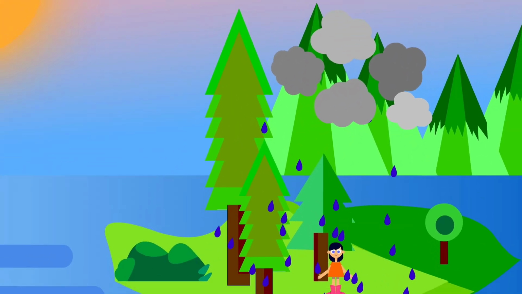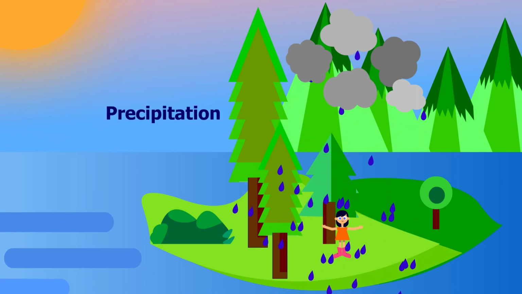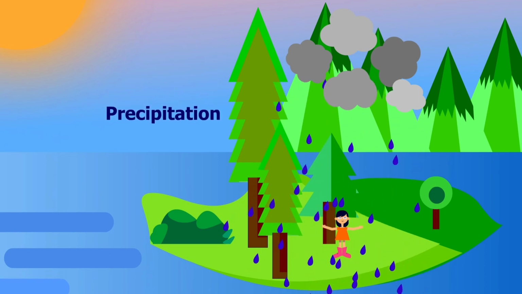Now, when do these clouds fall to the earth as rain? Well, the answer is quite simple. While more water vapor condenses onto each other, the clouds grow, and when they get too heavy to stay suspended in the air, they fall to the earth as rain. This process is called precipitation, and that's how it rains.